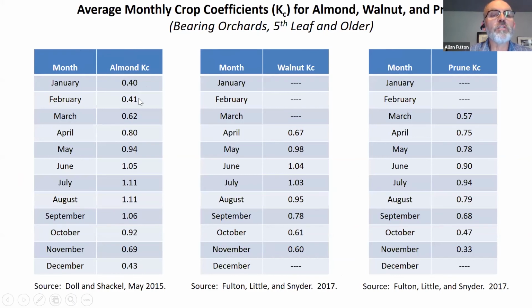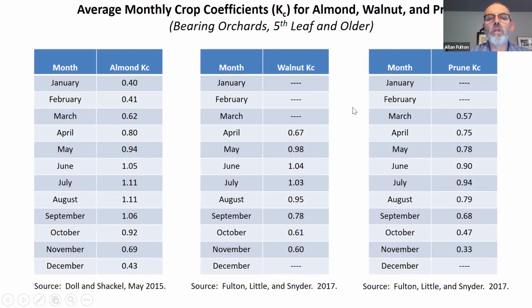Almonds are a longer season crop, typically blooming around the 15th of February. And during the spring months, you can see this crop coefficient increases as the canopy emerges and develops to its fullest shading capacity. In the summer, you can see the crop coefficient levels off and is at a maximum. And as the canopy gets older and ages, you'll see in the fall that the crop coefficient drops off.